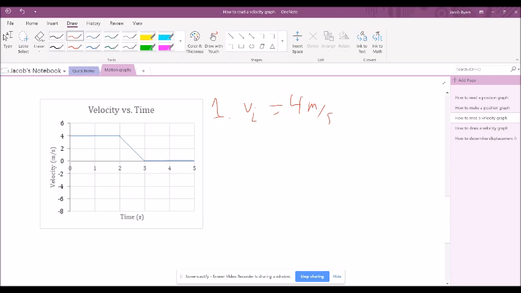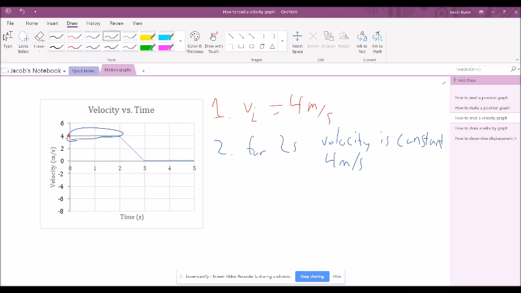Then we note, let's see here, this line is a horizontal line. So we know now at the first 2 seconds, the velocity is constant. And as it started at 4 meters per second and stays there, your velocity is a constant 4 meters per second. I am moving forward at 4 meters per second that entire time.